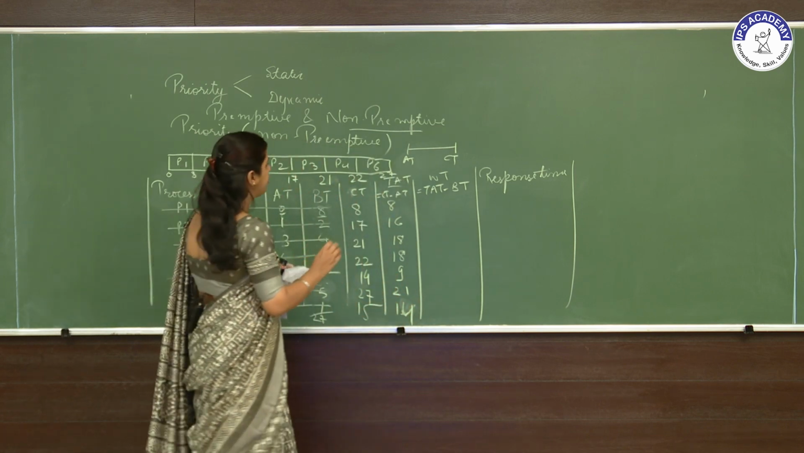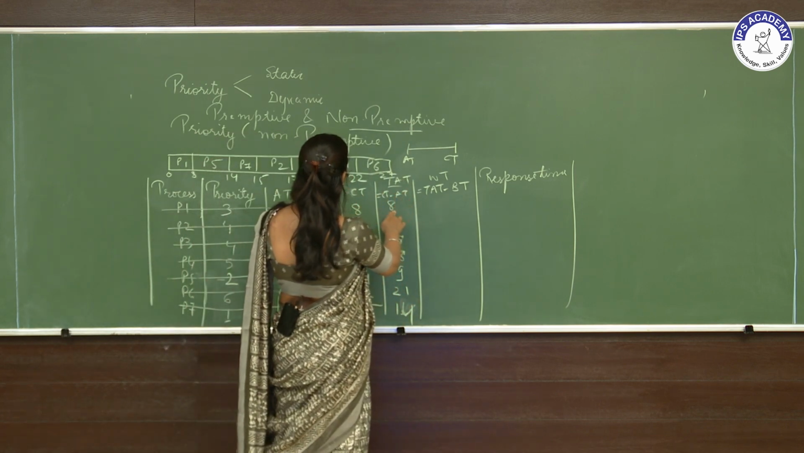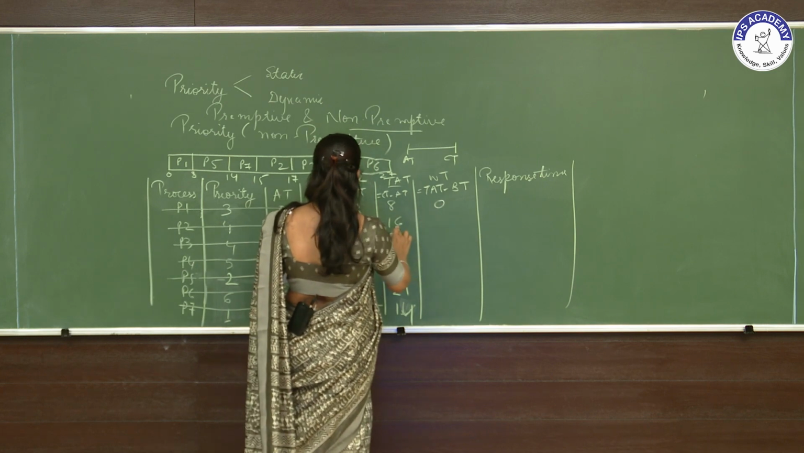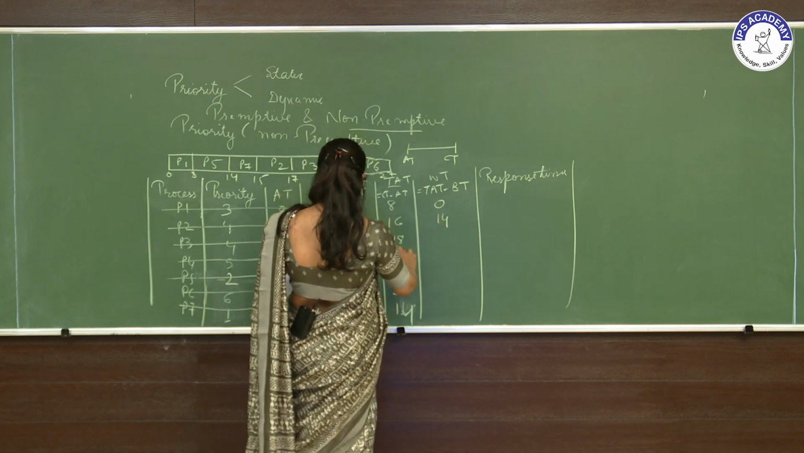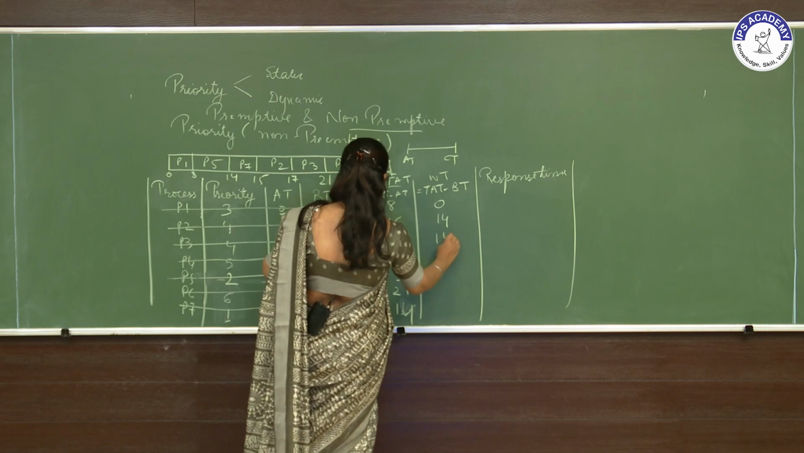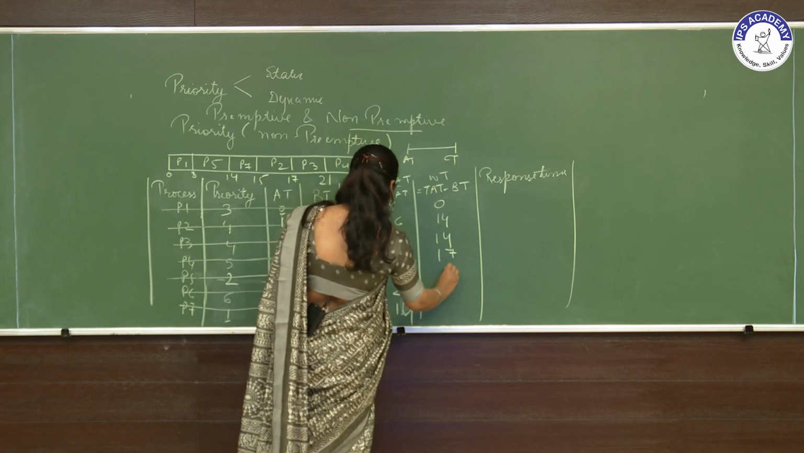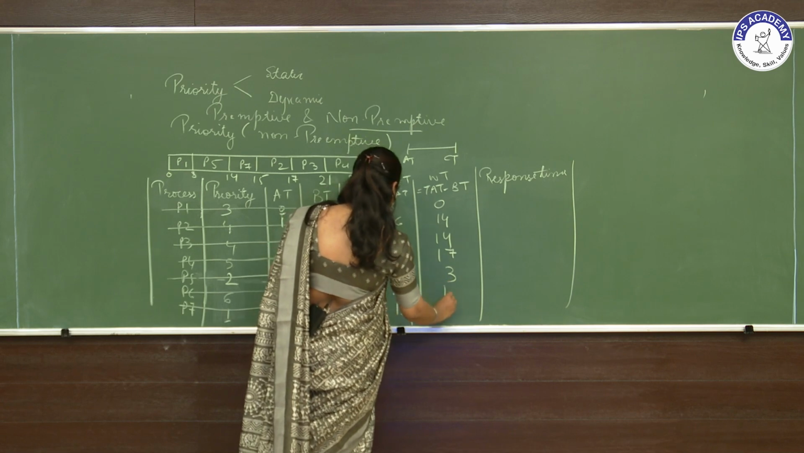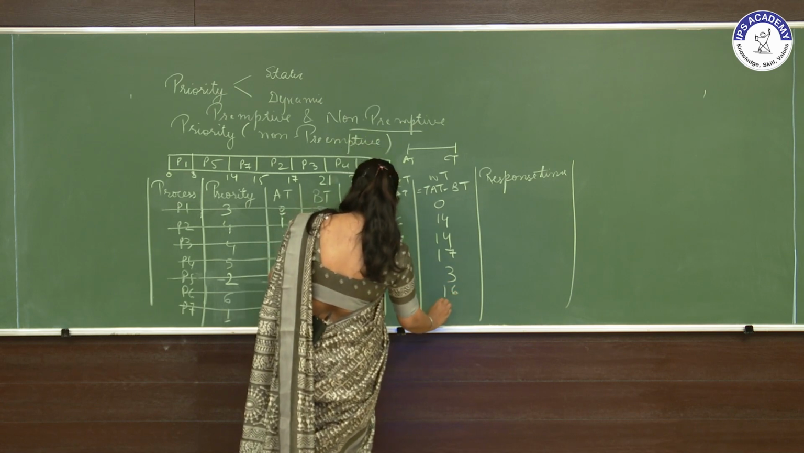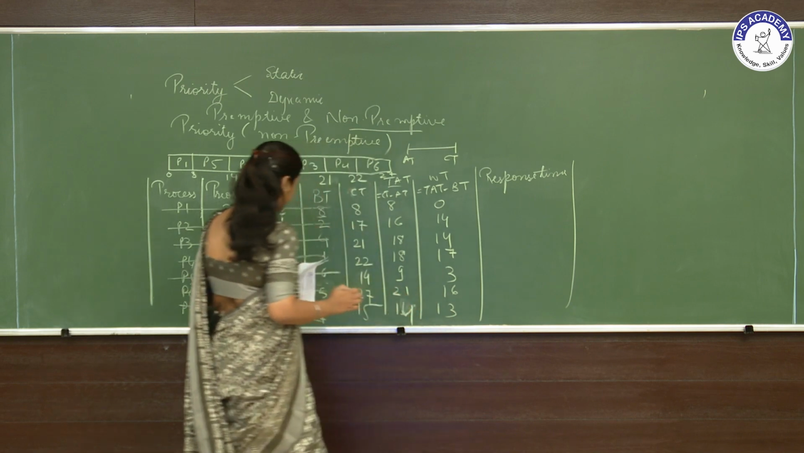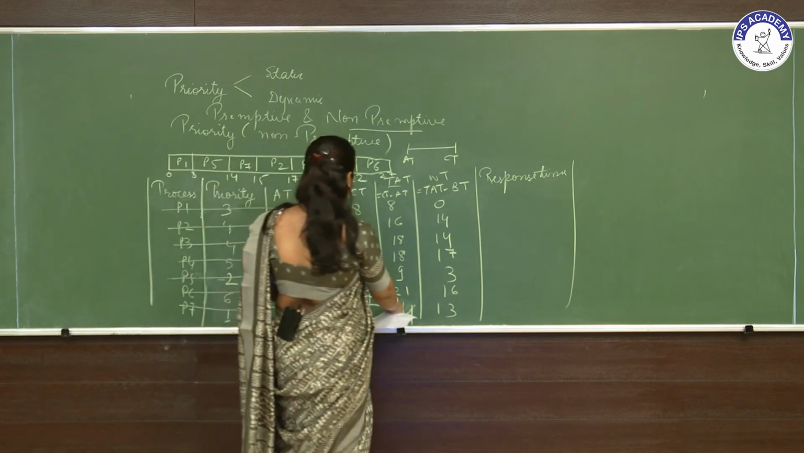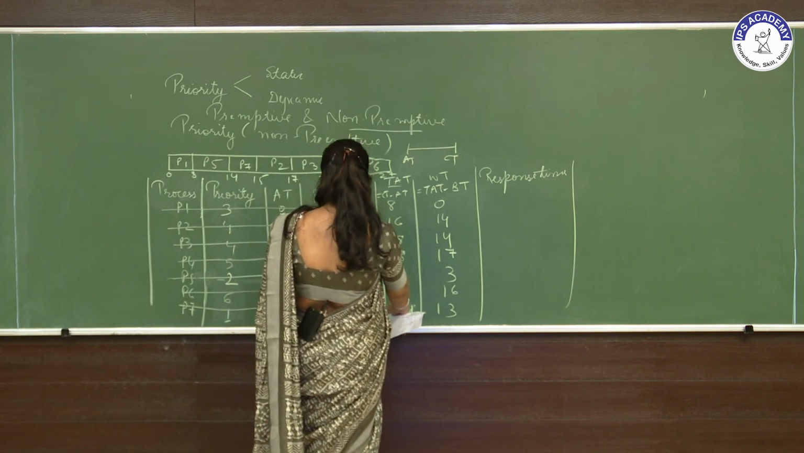Now waiting time. Waiting time is turnaround time minus burst time. 8 minus 8, 0. 16 minus 2, 14. 18 minus 4, 14. 18 minus 1, 17. 9 minus 6, 3. 21 minus 5, 16. And 14 minus 1 will be 13.